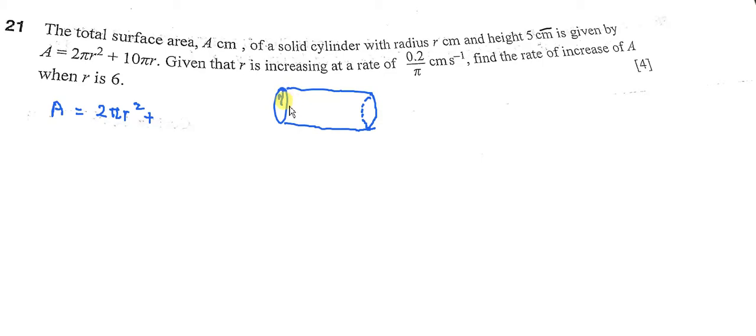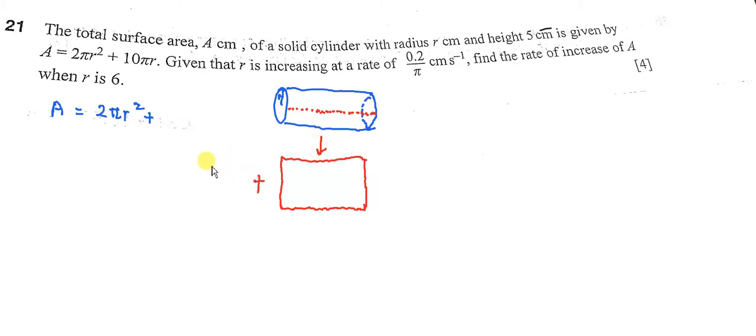Now, what about the curved surface area? The curved surface area, if you cut open this, you cut a line along here and you open up the cylinder, assuming the cylinder is a wall cylinder, that means there is a certain thickness. Okay? After that, inside is empty. So when you open it up, it actually becomes a rectangular piece.